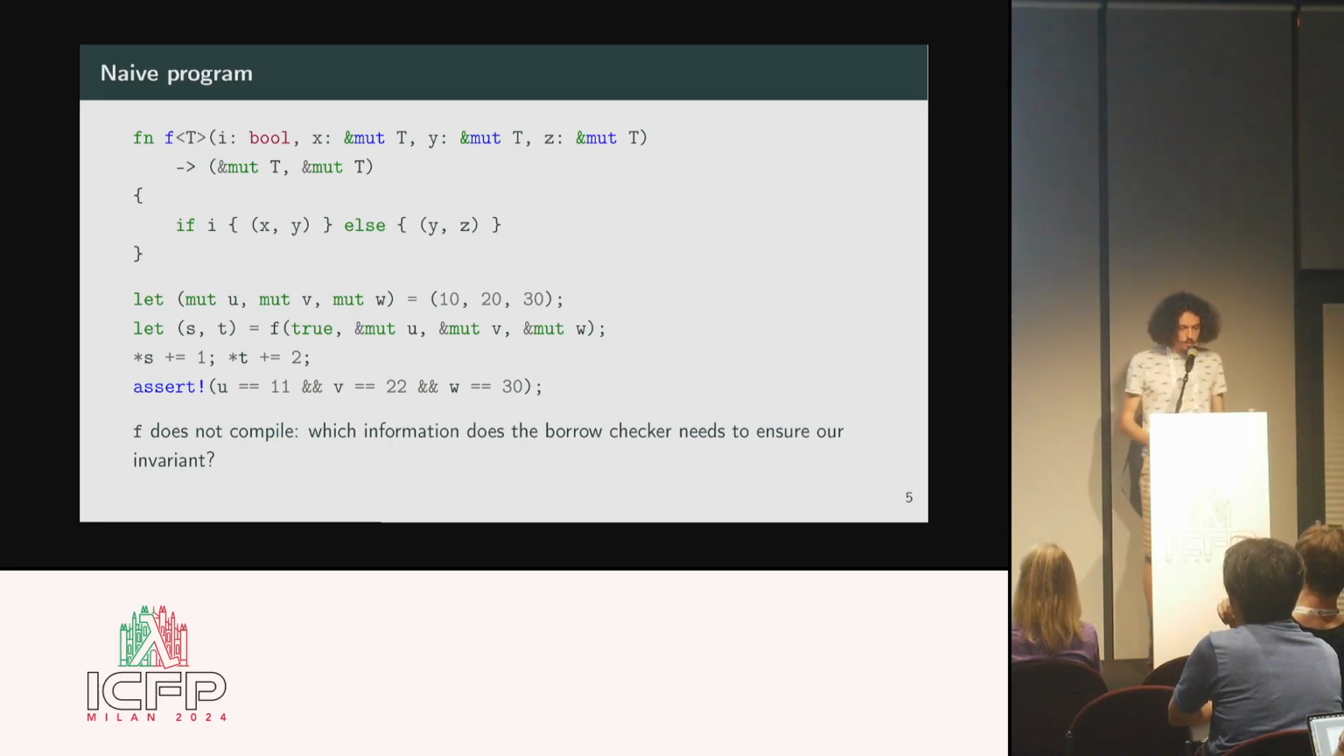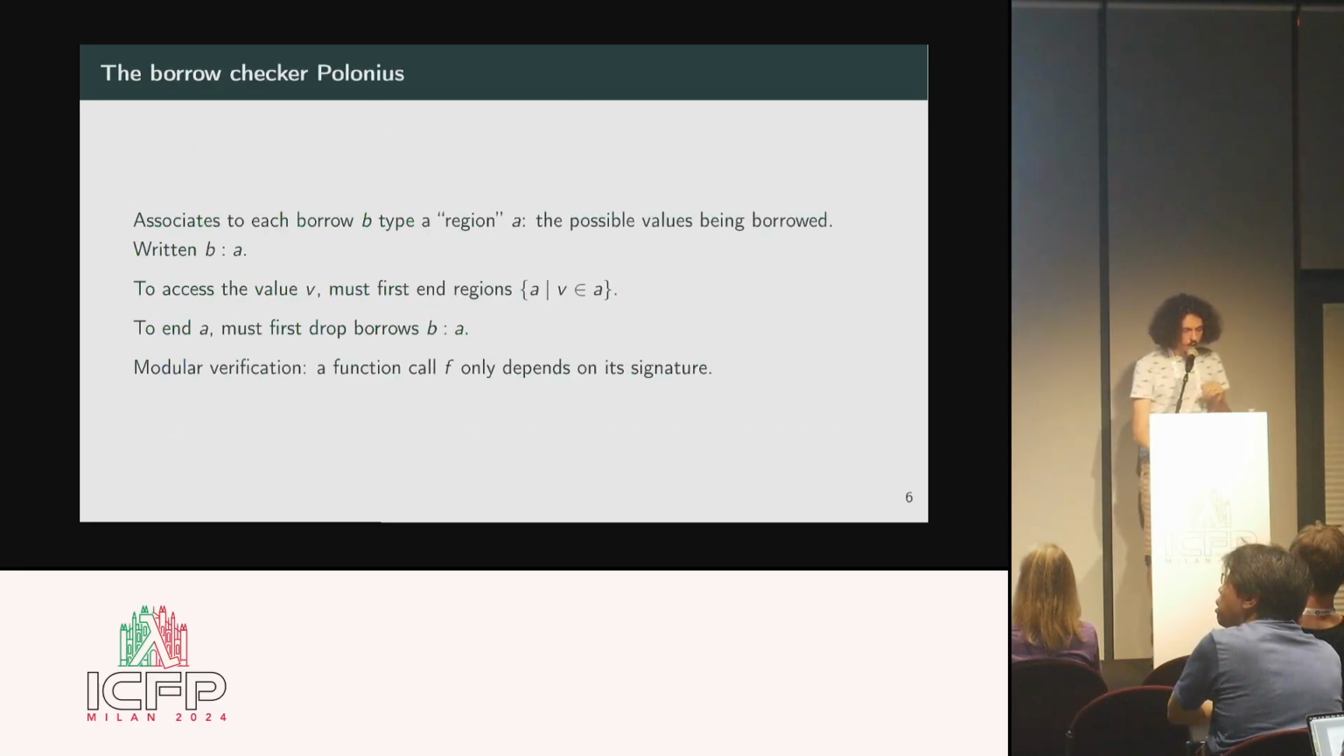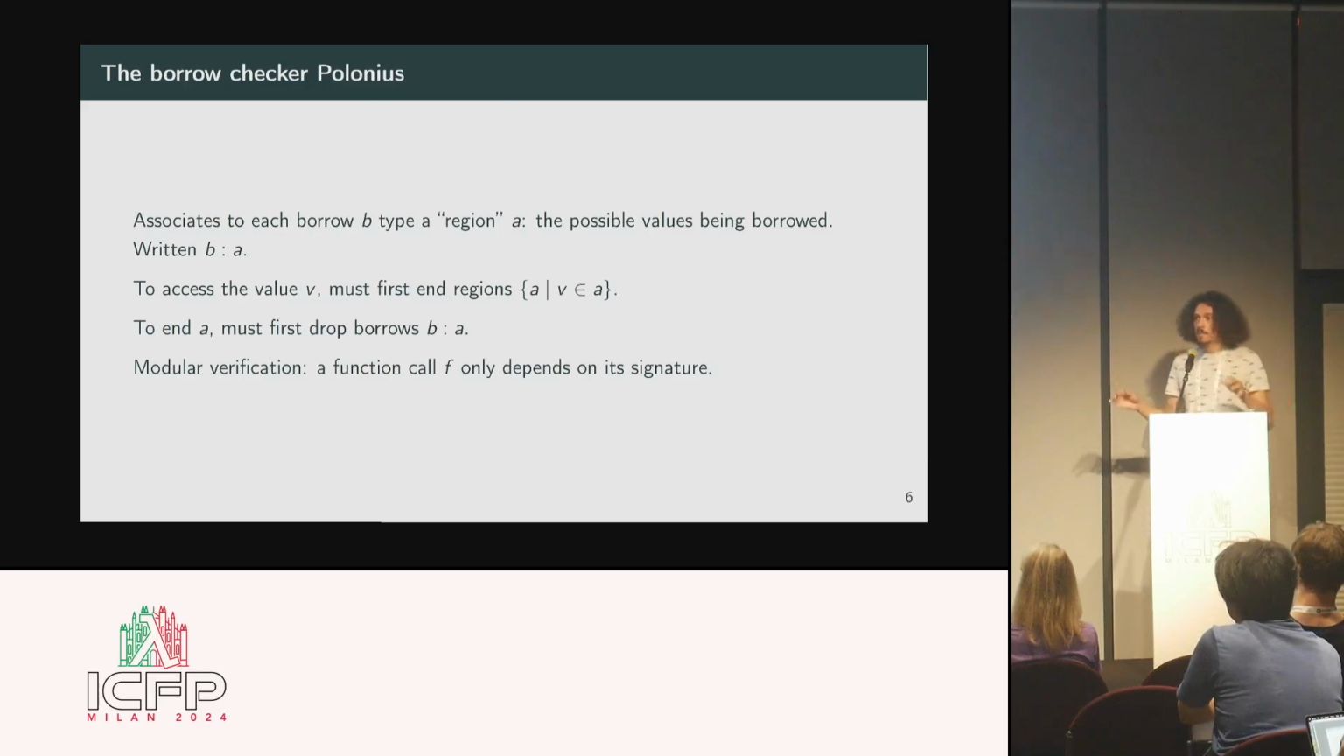We need to understand what information the borrow checker needs in order to ensure the invariant I explained before. For that, we will understand how the borrow checker thinks, at least the Polonius borrow checker. It does not think in terms of lifetimes, but regions. To each borrow, it will associate to its type a region A, which is the set of possible values that are being borrowed. The larger the set is, the less precise the region is, because we don't know among many values which one is currently borrowed. I will write b colon A to say that the borrow b is associated to the region A.